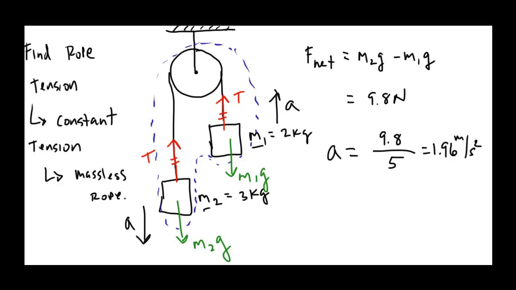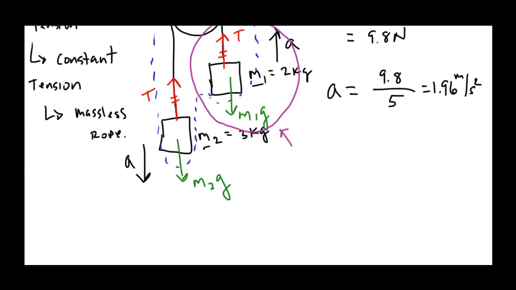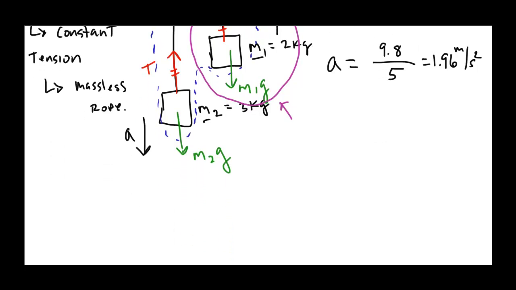Well, now we have to change our system. I'm going to change the system now, and think about just M1. You could think about just M2, but I'm going to think about just M1. This is my new system. And in this system, the tension force is not irrelevant. It's an external force if I think about just M1. In fact, it might be easier for me to just draw M1 in isolation. So here's M1. Free body diagram, M1.